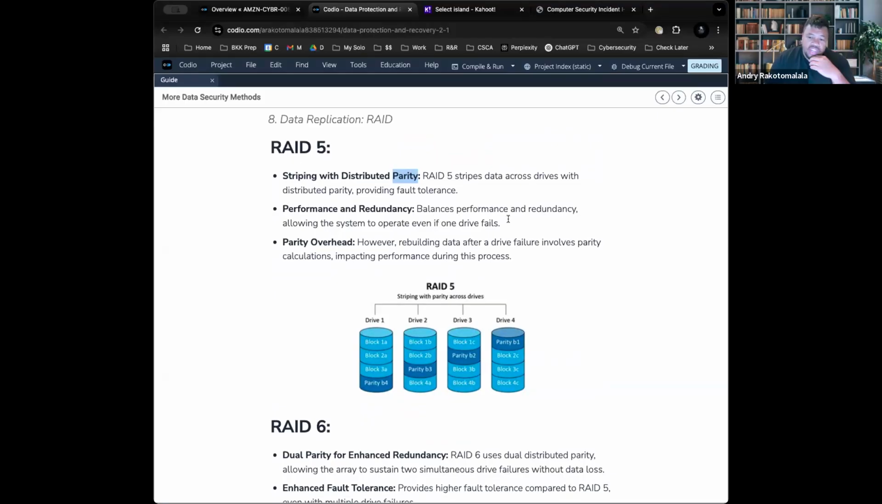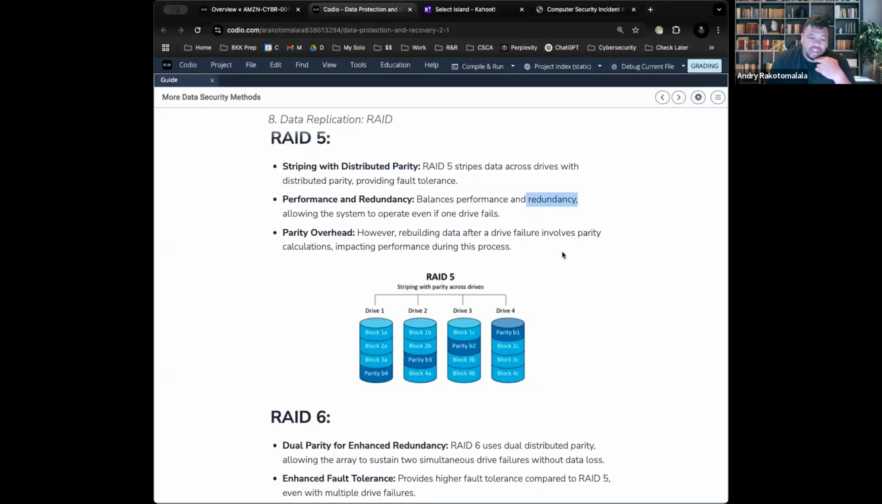So it is striping the data as well as the parity, doing an error check, and putting it across not just two, but multiple different disks. The idea here is that it does have further redundancy because it's not just one backup, it's multiple. And then the other piece is that there is a performance issue because you're doing an integrity check. You're making sure that there are no errors. So when you do that, it can cause some performance issues on your device.